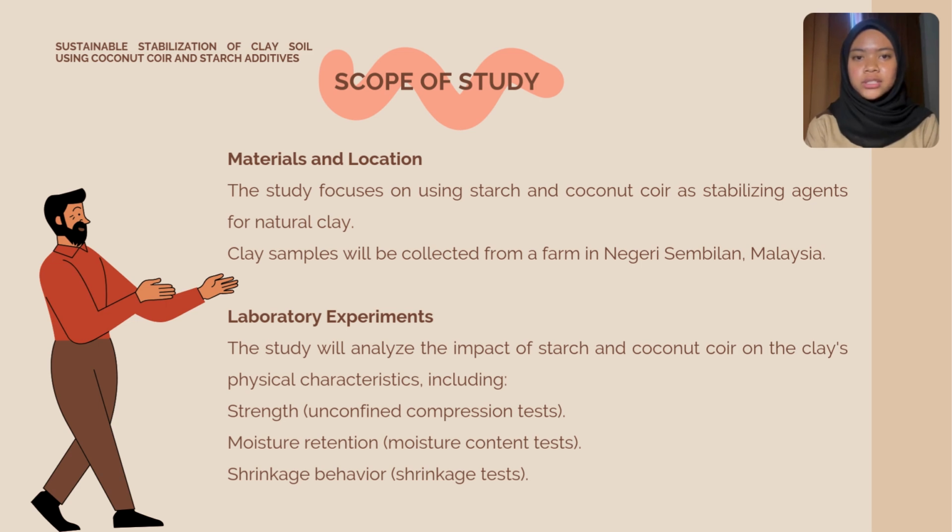Now we go through the scope of study. This study examines starch and coconut coir as stabilizer agents on clay soil. The sample that will be used will be collected from a farm located in Negeri Sembilan. Moreover, this study intends to figure out the benefits to the environment and economy of using natural stabilizers. Besides that, the study hopes to encourage the potential to reduce the carbon footprint of construction projects and promote sustainability for use in housing and infrastructure development.